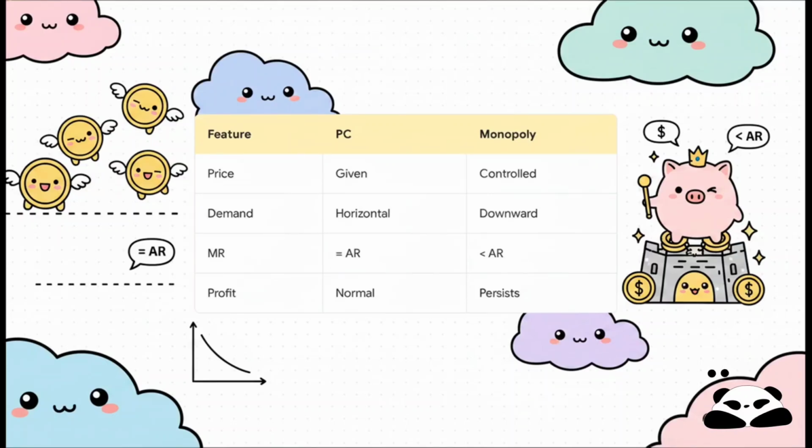Perfect competition has horizontal demand, monopoly has downward sloping demand. For perfect competition, MR equals AR. But remember our golden rule for monopoly, MR is strictly less than AR. And finally, while perfect competition only sees normal profit in the long run, monopoly profits can persist indefinitely.